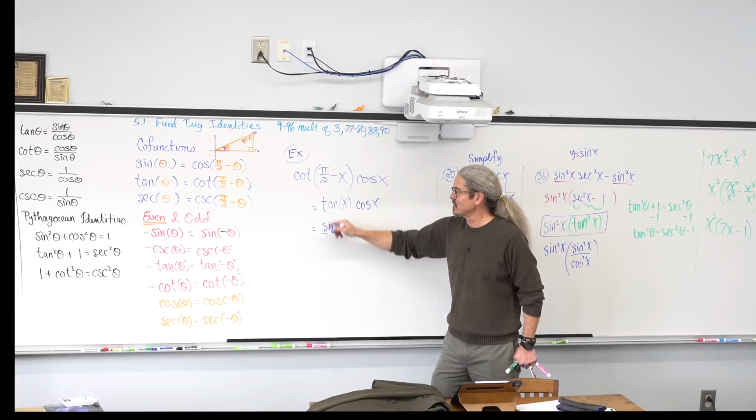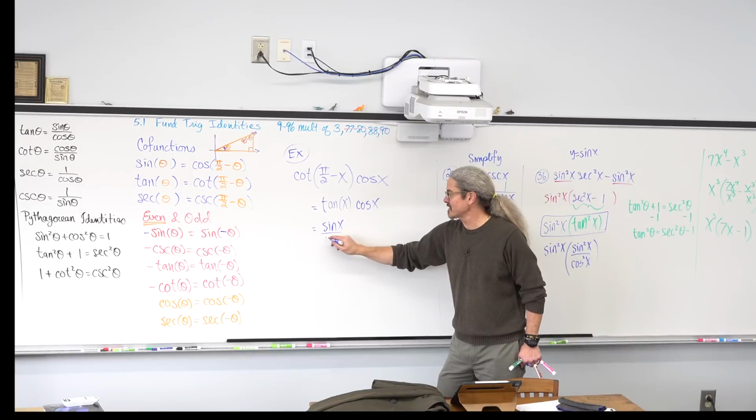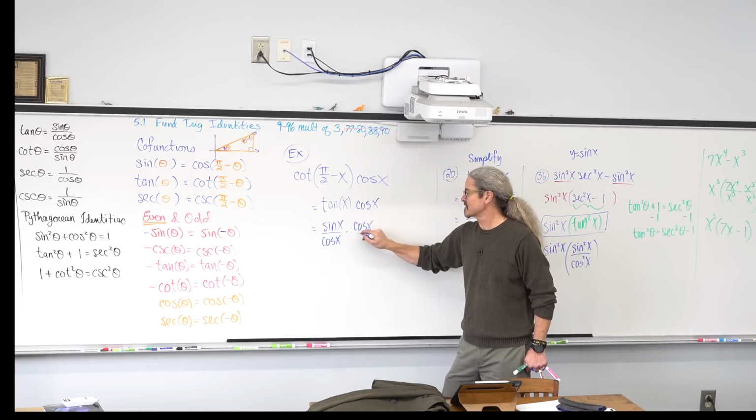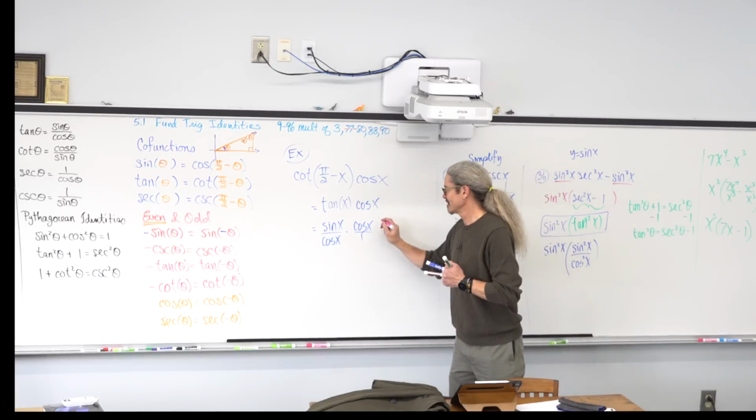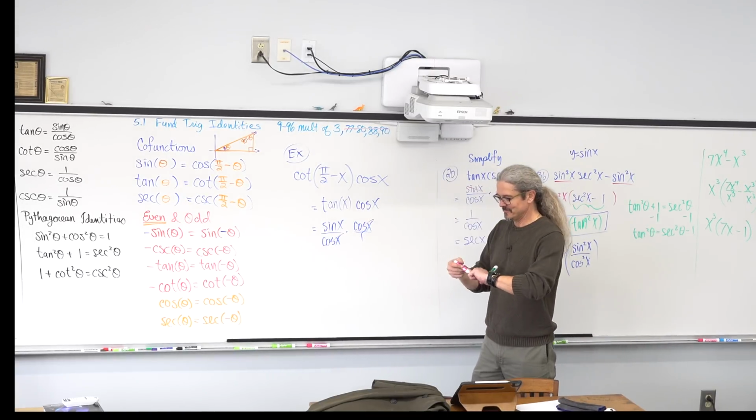So do a little substitution with one of our identities. Tangent of x is sine of x over cosine of x times cosine of x over 1. There you go.